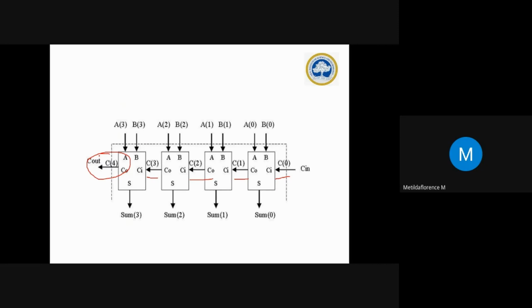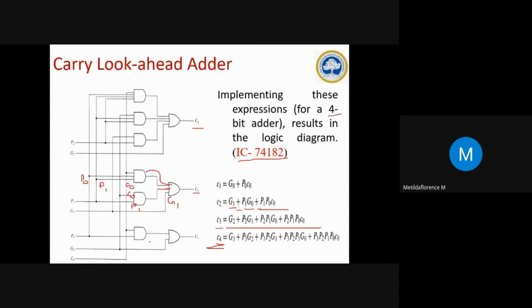Only we need the circuit for C0, C1, C2 and C3. For C0, there is no circuit, direct input only. So we have to concentrate only on C1, C2 and C3 for a 4-bit adder. If it is going to be an 8-bit adder, then the remaining carries also we need to construct. But since we are using a 4-bit adder, we can stop with C3 while constructing the circuit.